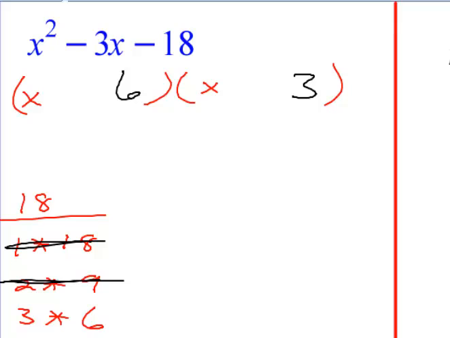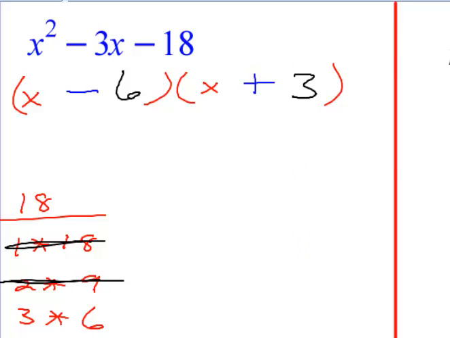So now we have to sort out our signs. So I look at C. What is the sign on C? Negative. So are my signs inside the parentheses going to be the same or different? Different, which means that I'm going to have 1 positive, 1 negative. Well, which is which? So what's the sign on B? Negative, which means that the bigger factor has to be a negative. What's bigger, 6 or 3? So that means that I need to have a minus on 6, which forces the positive onto 3.